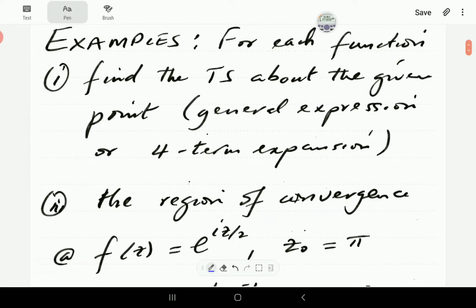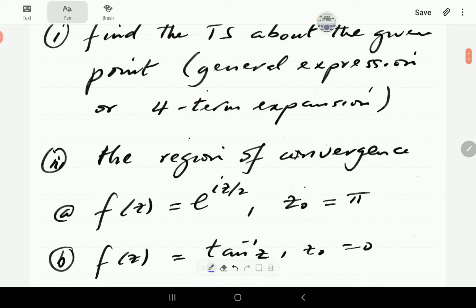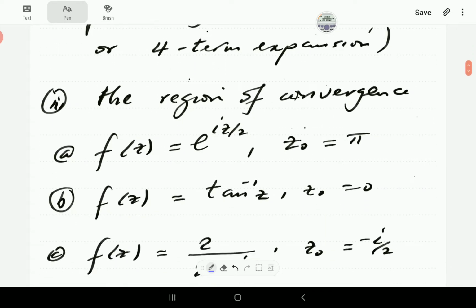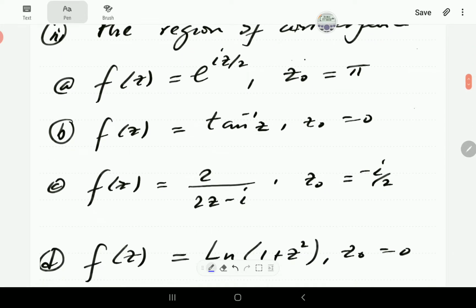So here we're going to find the Taylor series of a function about the given point. We are going to be mostly interested in generating the general expression of the Taylor series in summation notation. But if that fails, then a four-term expansion is going to be the next option. Then you're going to find the region of convergence of that Taylor series.